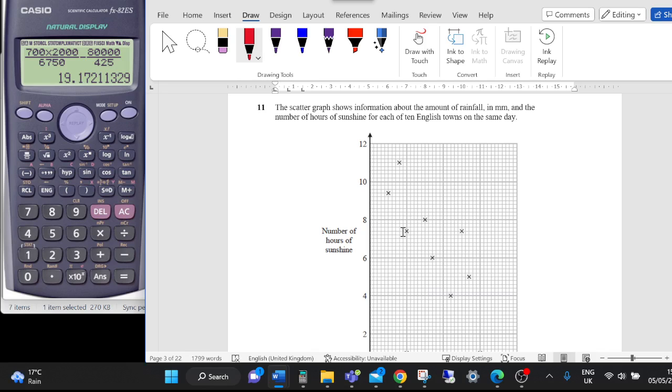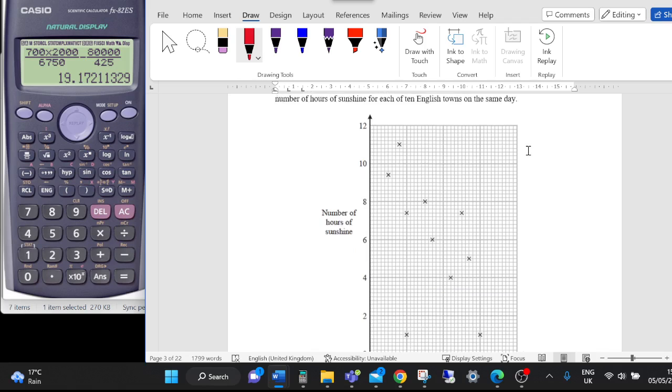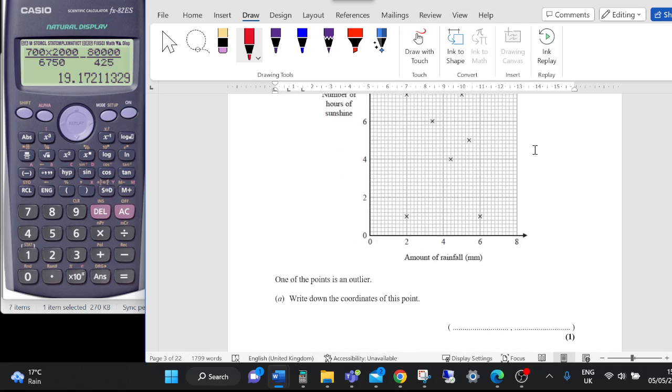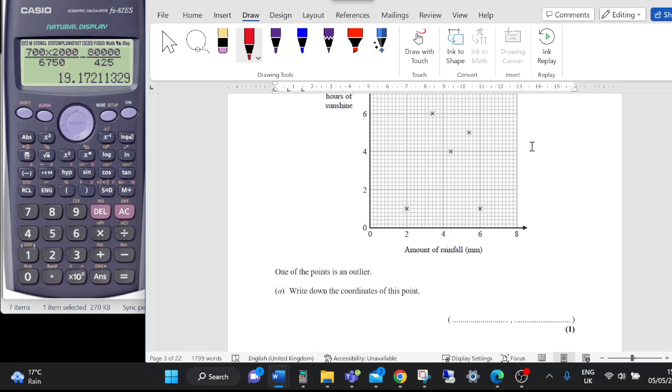And I will do question 11 and then I'll stop the video and restart it. Scatter diagram shows information about the amount of rainfall in millimeters and the number of hours of sunshine for each of the 10 English towns on the same day. Part A is write down the coordinate of the outlier, so that's going to be the outlier because it doesn't match with the rest of the data, and the coordinate of that is 2, 1.